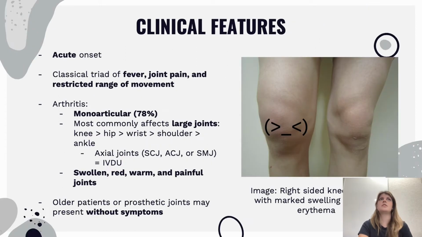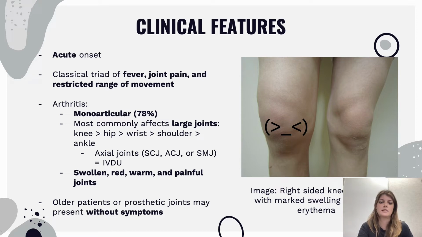All right, so clinical features. We're looking for an acute onset of pain, that classical triad of fever, joint pain, and restricted movement, so all the signs of inflammation. It usually presents as monoarticular, but it can be polyarticular in about 12 to 22% of cases. So just because it's in more than one joint, don't rule it out.